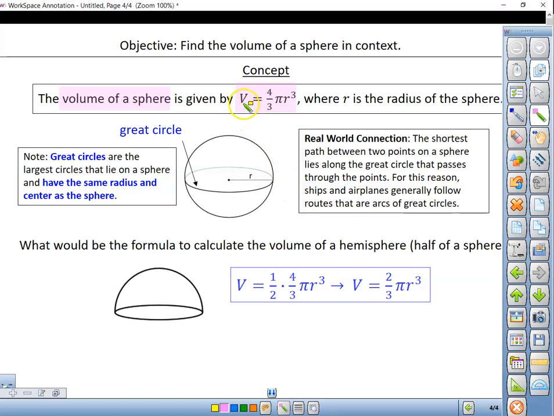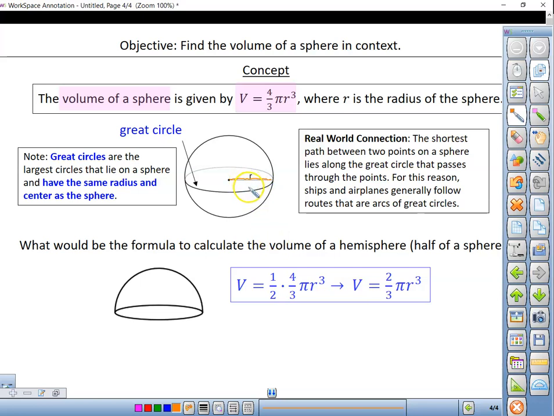So the volume of a sphere is equal to 4/3 times pi times the radius of the sphere cubed. And the radius of the sphere goes from the center of the sphere out to the edge of the sphere.